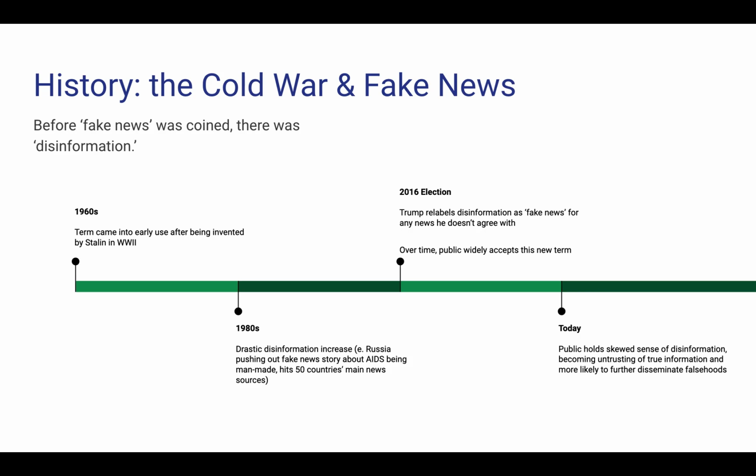In the 1980s, there was a drastic disinformation increase. For example, you may have heard the conspiracy that AIDS was man-made. Thinking about it, it sounds absolutely crazy, but Russia has been on the uphill with creating incredibly foolproof conspiracies. They started with one article, and it eventually made its way to 50 different countries' main news sources, which is kind of terrifying that 50 different countries' main news sources actually thought that it could be real.